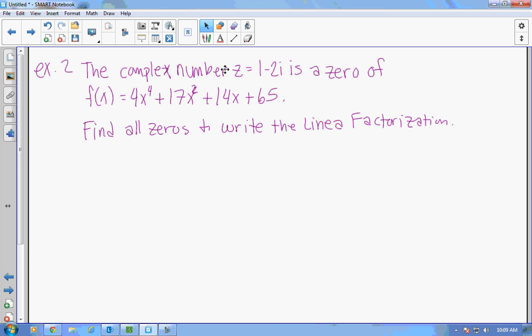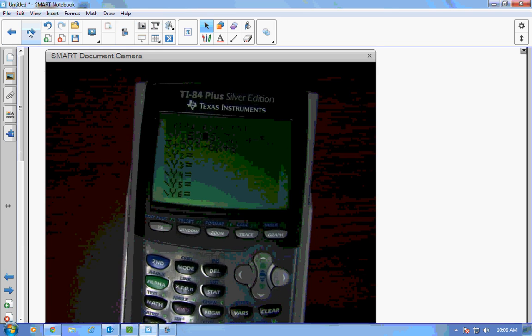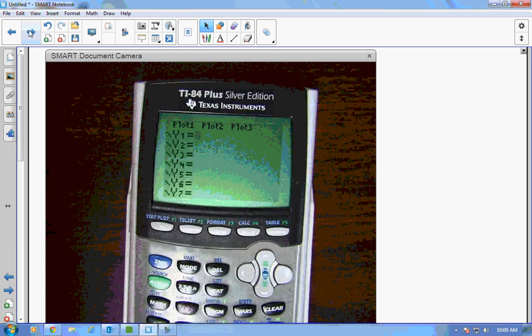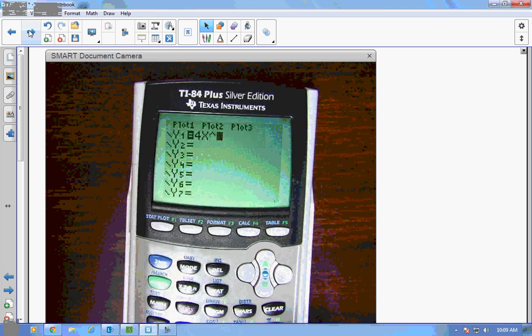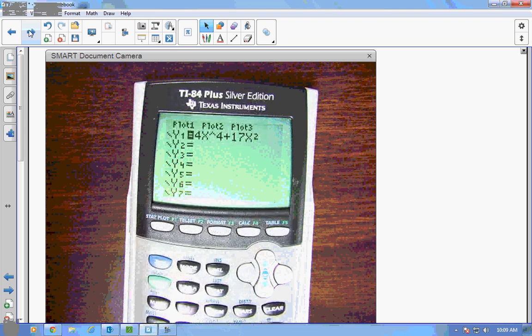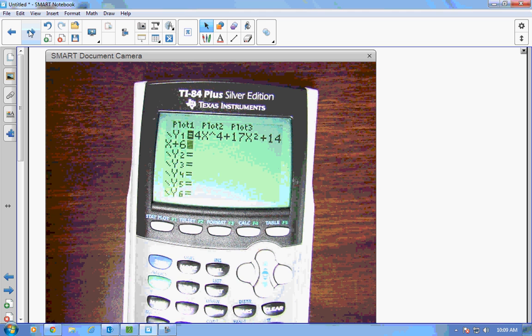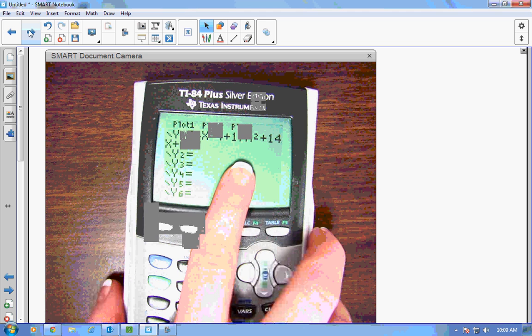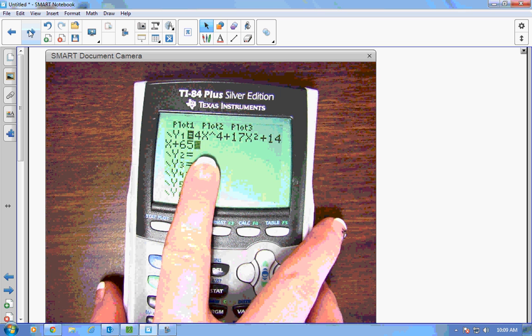So go back to your y equals, clear out. I'm going to have to rely on Kayla again because I can only see one screen. Kayla, can you read off what it was? 4x to the 4th plus 17x squared plus 14x plus 65. Thank you. Okay, 4x to the 4th plus 17x squared plus 14x plus 65.